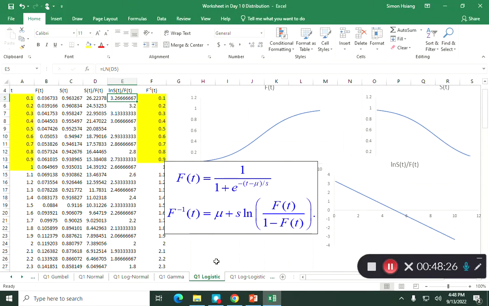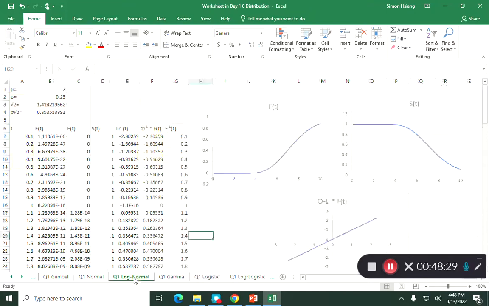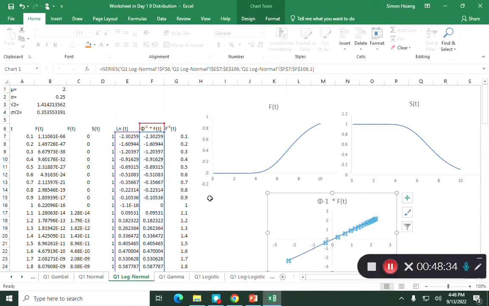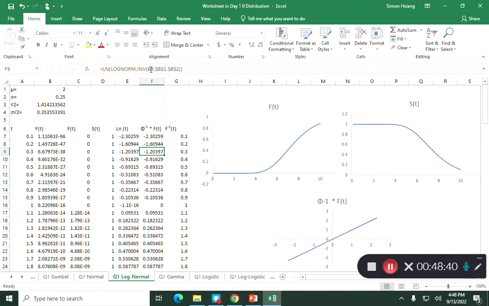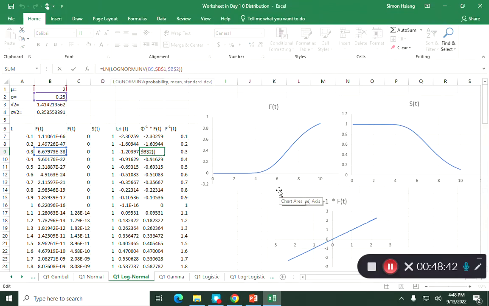Which one you're talking about? You need to. Are you looking at? Normal, log normal, but how do I go about the y-axis? Oh, okay. And x-axis is log t, and y-axis is take the log of your log normal inverse.